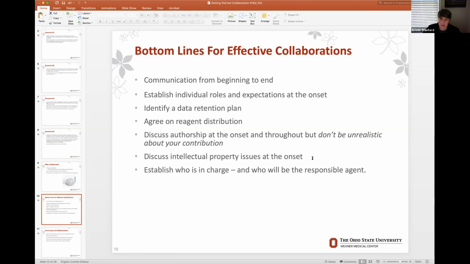Also establishing who's in charge and who will be responsible. This is important for projects, for grant applications, and for manuscripts. Even if you are co-senior author or if it's an MPI grant application, there's typically a lead contact, and making sure that person knows what they're doing, knows that they're trying to orchestrate the whole event, and is helping keep everybody in communication on those lines.